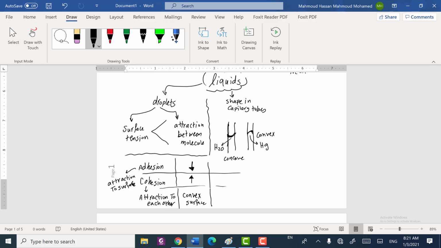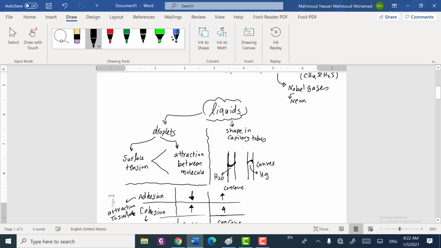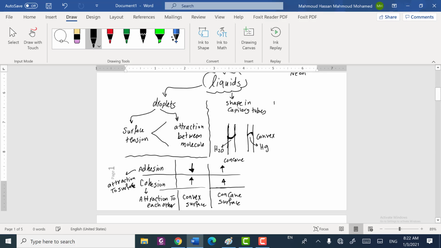But if we find the adhesion is high and the cohesion is also high, like in the case of the water molecule, the droplets of the water are controlled by two forces: one that tries to attract it to another molecule beside it, and another force to attract it to the capillary tube wall. So we find it takes the concave surface. This is the second way of comparing.